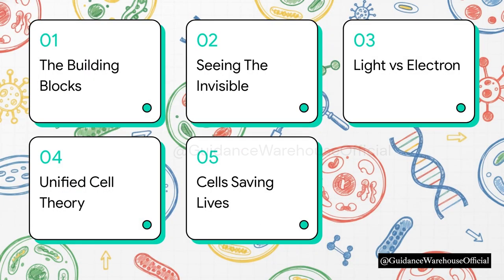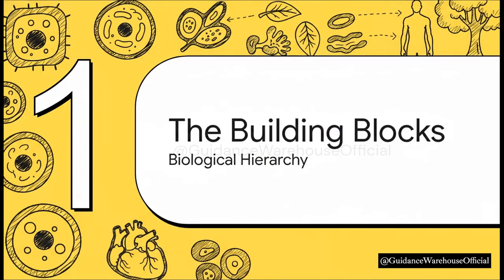So, here is our quick roadmap for today. We've got 1. The building blocks. 2. Seeing the invisible. 3. Light versus electron microscopes. 4. The unified cell theory. And finally, 5. Cells saving lives. Let's kick things off with Section 1, the building blocks.